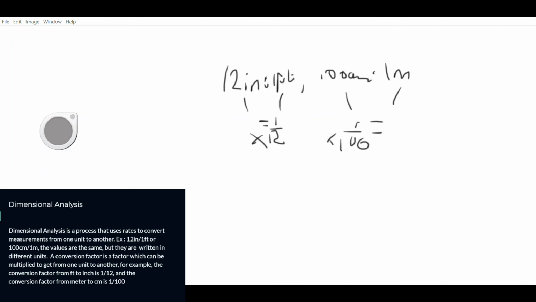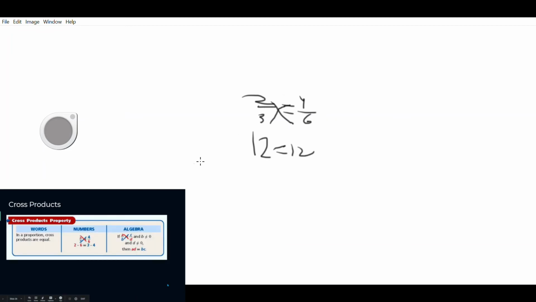So what are cross products? Cross products are basically two proportions which are equal. So for example, you have 2 over 3 and you have 4 over 6. Cross products basically means that you can multiply this side to this side. So you get 12 is equal to 12 if you multiply 2 times 6 and 3 times 4. So you're basically making an X shape right above the equal sign to show you which direction you need to multiply.